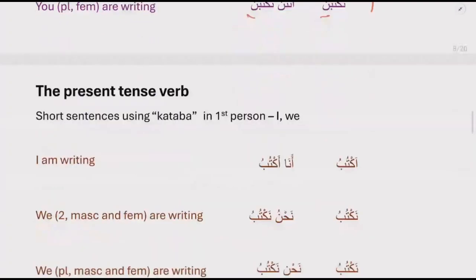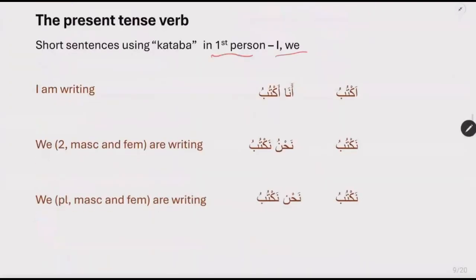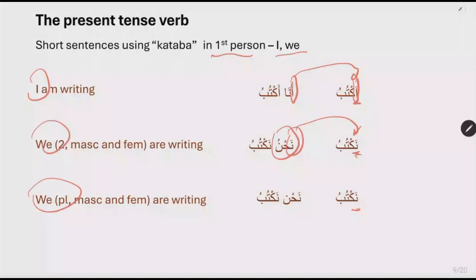Okay, then we move on to the first person, I or we. It's very easy. Ana is the I, and here you get the alif showing the person I, and the nahnu, the noon there showing you the we. So again, here you have the alif in front and a noon in front to give you the three forms, right? Which is I, the we two, and the we plural. And we said here the genders are both common. We use it for both genders.